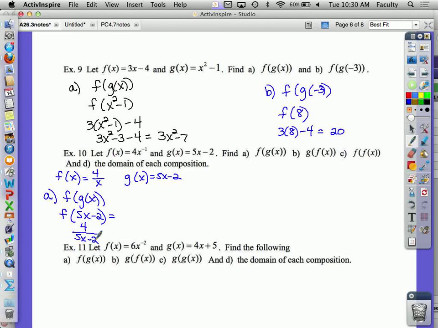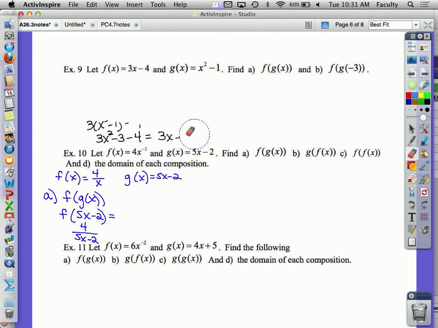So it's 4 divided by 5x minus 2. Now we're going to be asked in letter D to find the composition of each one. So I want to go ahead and pause and do that for each one as we go. But I need you to write down the steps. Find a spot here, maybe at the top or somewhere where you have space. There's going to be 3 steps.